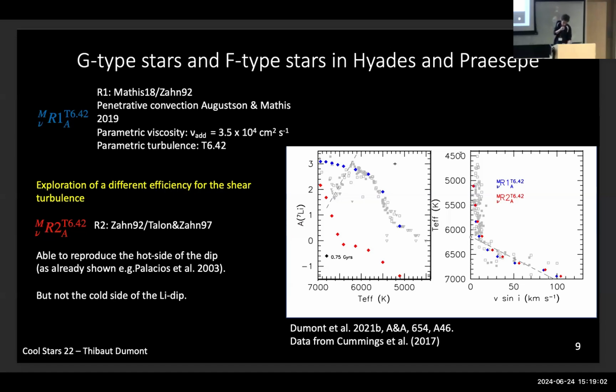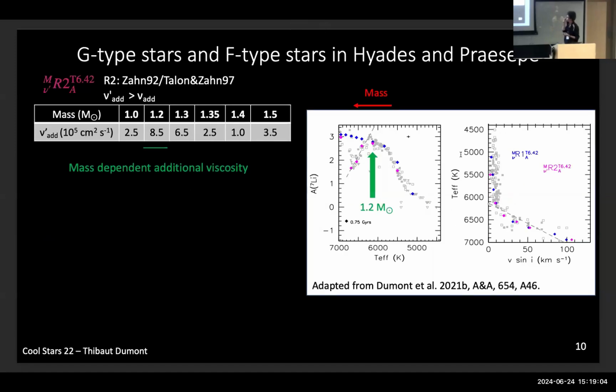But still, it's a step, because you can say that of course you need a stronger efficiency, but depending on the mass of the star, the efficiency of the transport will not be exactly the same. And coming back to the transport of angular momentum, you can calibrate this additional transport in order to control the lithium depletion. And you see that doing that, I managed to reproduce the lithium dip for the F-type stars and the G-type stars at the same time.